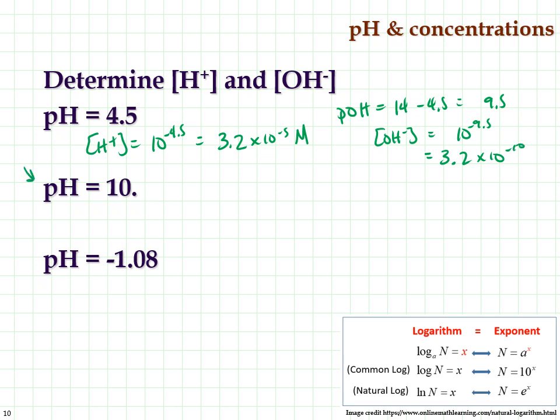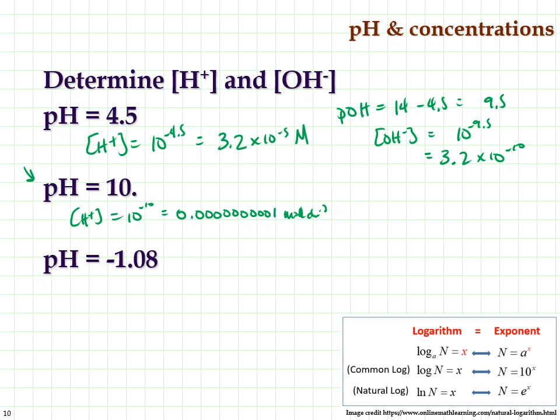What if I have a pH of 10? My hydronium ion concentration, hydronium first, is going to be 10 to the minus 10. I can do this one without my calculator. It's going to be 10 to the minus 10 moles per cubic decimeter, or 10 to the minus 10 molarity.